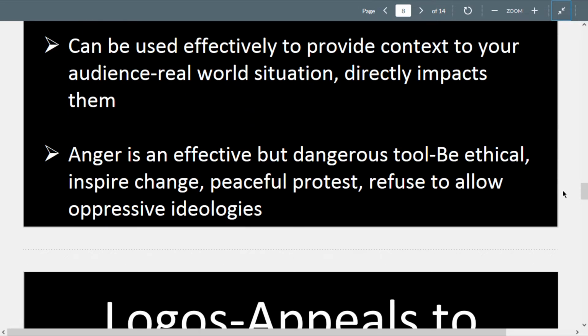Anger is an effective but dangerous tool. So be ethical, right? We always want to be ethical. We want to inspire change or peaceful protest and refuse to allow oppressive ideologies. That's part of pathos.